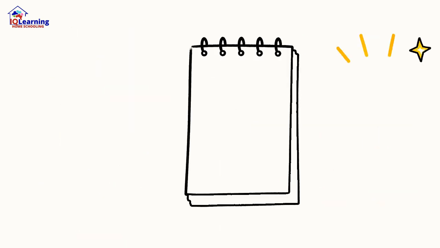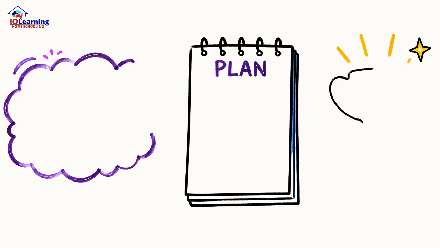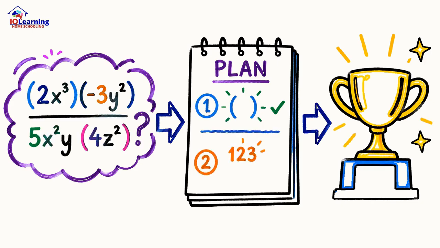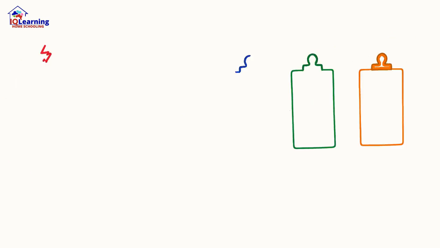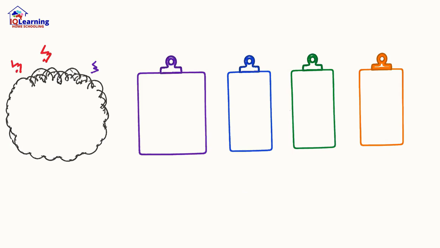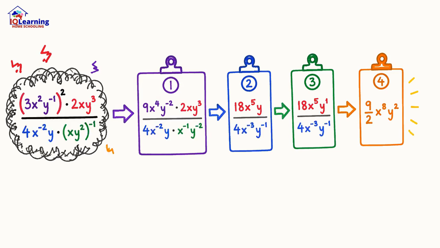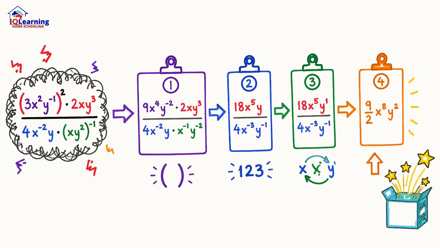So when you face a complex fraction, here's the plan. First, handle any brackets. Then simplify the coefficients, the big numbers, at the top and bottom. After that, combine the variables, first across the top, then dividing top by bottom. Finally, make sure all your indices are positive. It's a system, a process of cleaning up the chaos, one rule at a time.